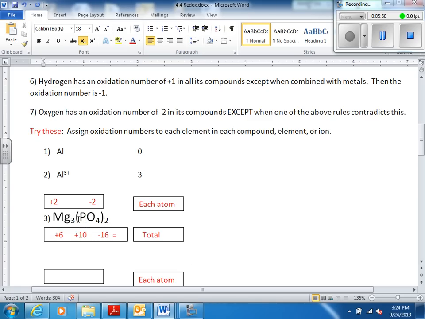So the total on the phosphorus has to be 10. So that 6 plus 10 minus 16 equals 0. This whole thing has to add up to 0. So now the total phosphorus has to be 10, and I have 2 of them, because remember this 2 applies to everything inside the parentheses here. Well, if I have 2 times each phosphorus equals 10, then each phosphorus must be 10 divided by 2, or 5.